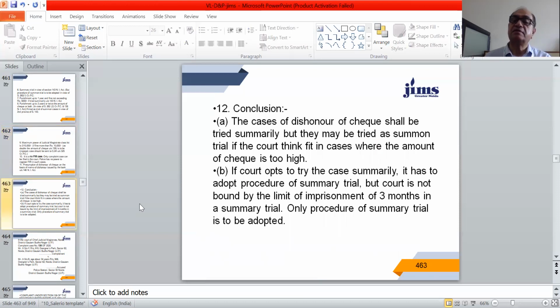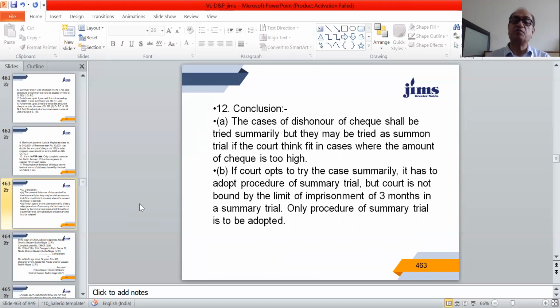And last 12th rule is the conclusion that the cases of dishonor of check shall be tried summarily, but they may be tried as summons trial if the court thinks fit in cases where the amount of check is very high. And if court opts to try the case summarily, it has to adopt procedure of summary trial. But the court is not bound by the limit of imprisonment of 3 months in a summary trial, only procedure of summary trial is to be adopted.